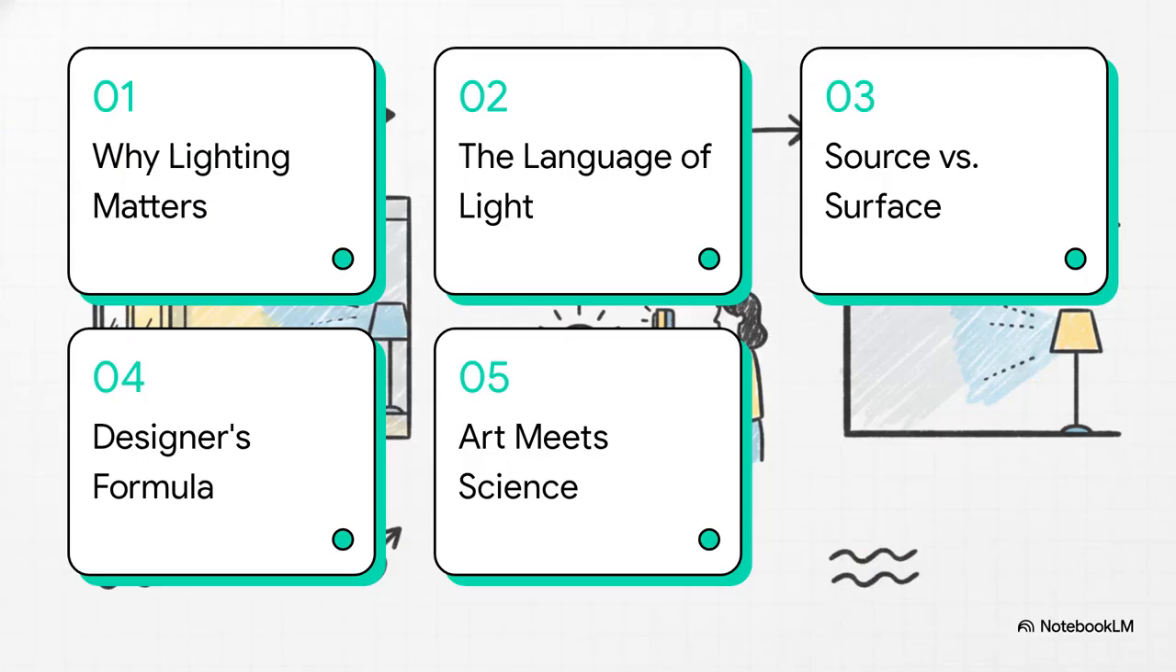So here's our game plan. First, we'll touch on why this matters so much. Then, we're going to learn the basic language. After that, we'll connect the light at the source to what actually hits a surface, build a super simple formula you can use anywhere, and finally, we'll see how all this science actually makes your art even better.